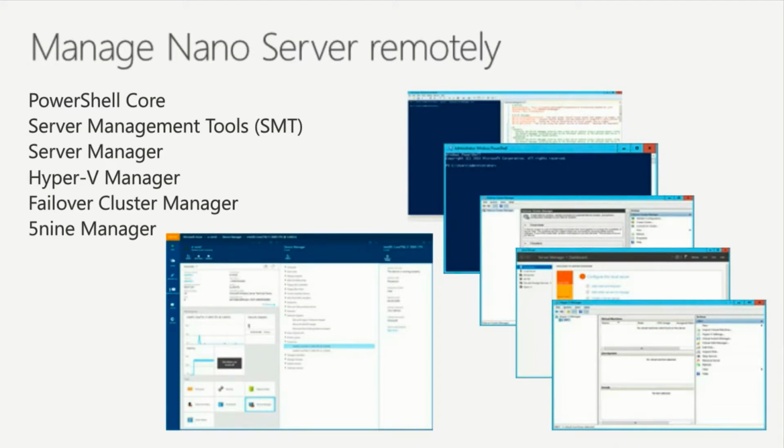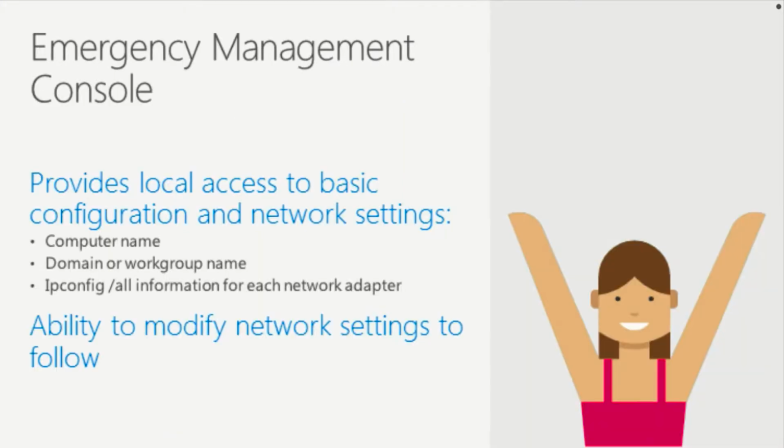Let's quickly jump back to the emergency management console. I touched on this briefly as well, but here's a little more information. With this emergency management console, again, this is the component that lets you connect to the serial port and directly access your Nano Server if you have a network misconfiguration and cannot communicate to it directly.